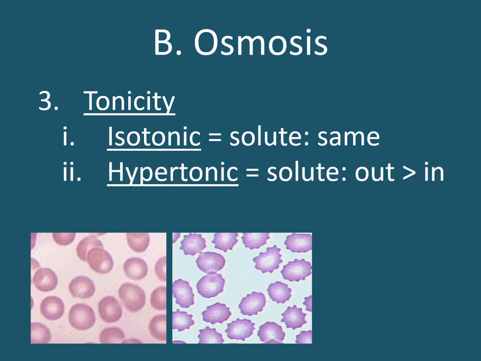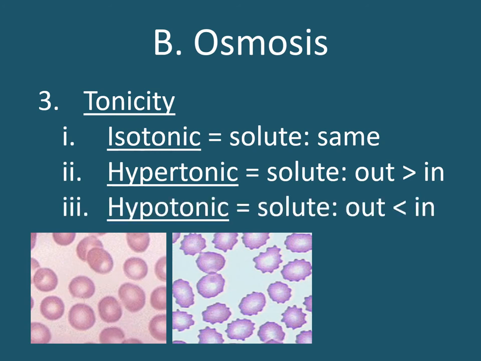In a hypertonic solution, there's a higher concentration of solutes outside the cell. Because of osmosis, water will be drawn out of the cells, and they shrink and shrivel. We call this crenation. And finally, in a hypotonic solution, there's a higher concentration of solutes inside the cell than outside. This causes water to move into the cell, and cells start to inflate and eventually break. We call that lysis.